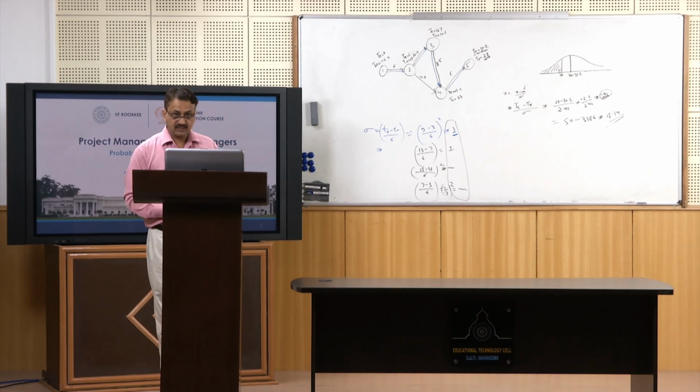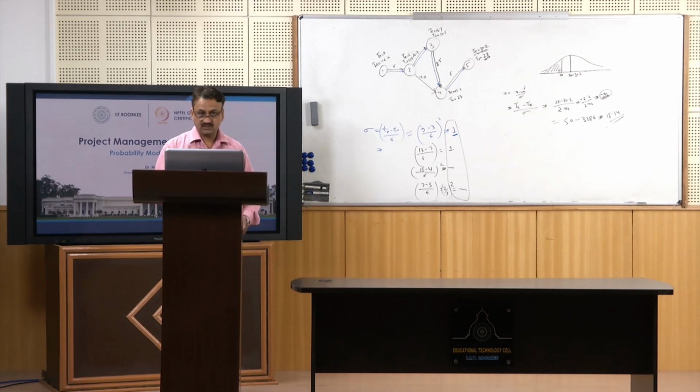So this is how you should calculate the answer to a question like this. Now, this is the question we have just solved: what is the probability that the project would be completed in 28 days? So this is 18.4.